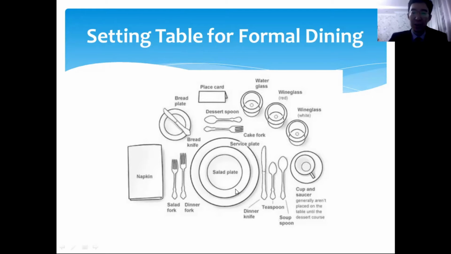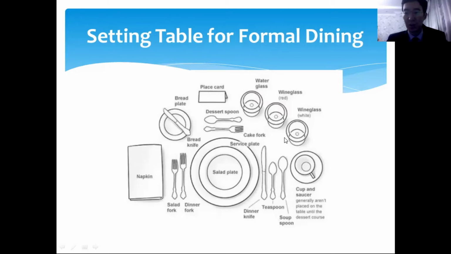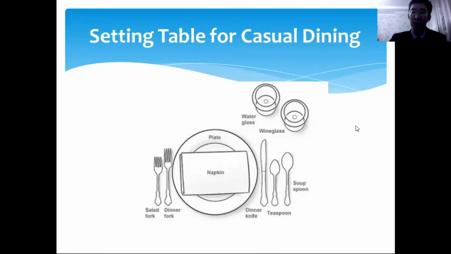When it comes to the plates, we have the salad plate and the service plate, which is not usually used. The casual dining setting is going to be much simpler. We have the spoons, the knife, the forks, one plate, and only one wine glass. So we're not going to give a different glass for red and for white wine. When we have formal dining and we ask what kind of wine they prefer, if they say, for example, red wine, we're going to take the glass for the white wine away. Here we're just going to pour the wine.